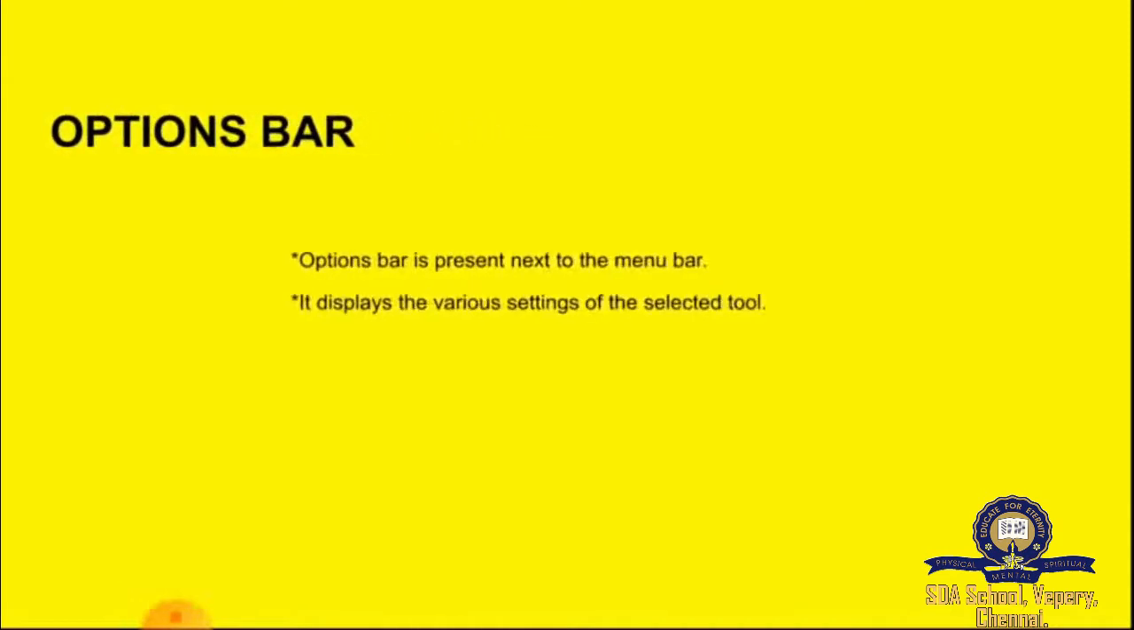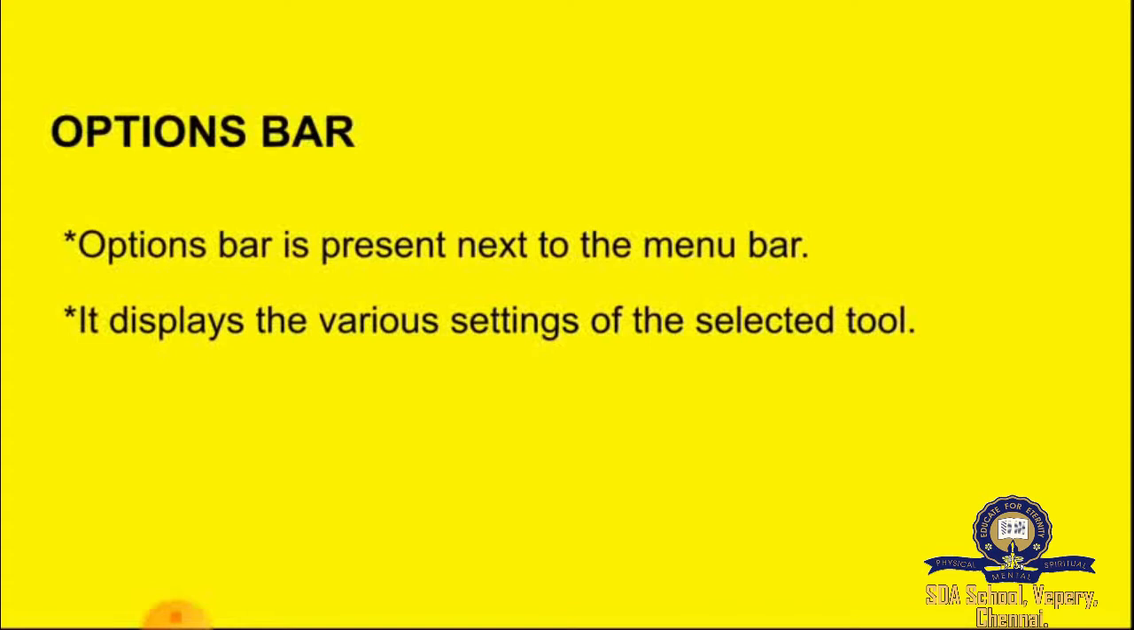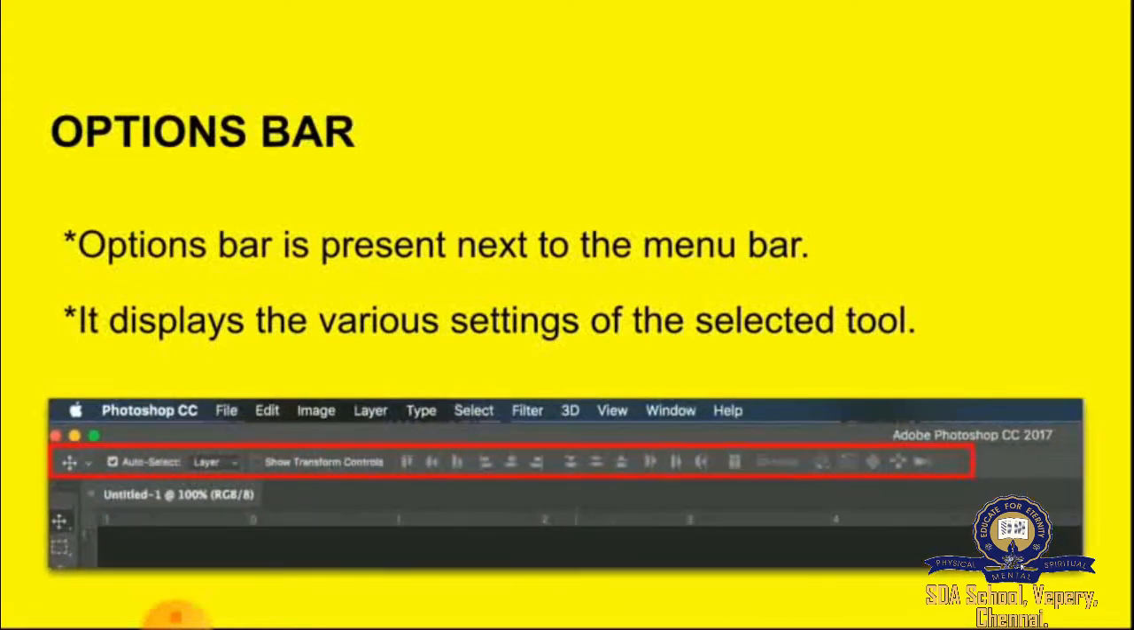Options bar. The options bar is present next to the menu bar. It displays the various settings of the selected tool. Can you see the options bar? Yes, that is the options bar.